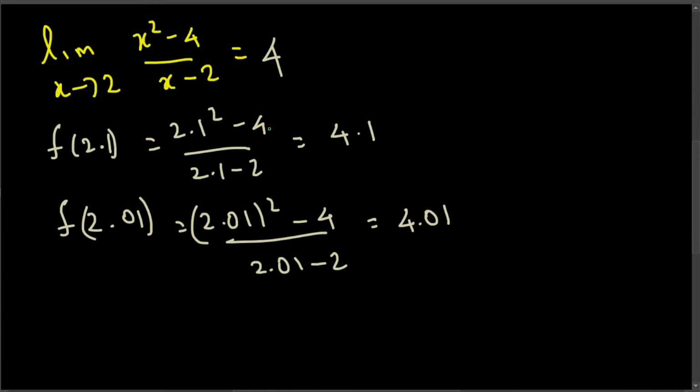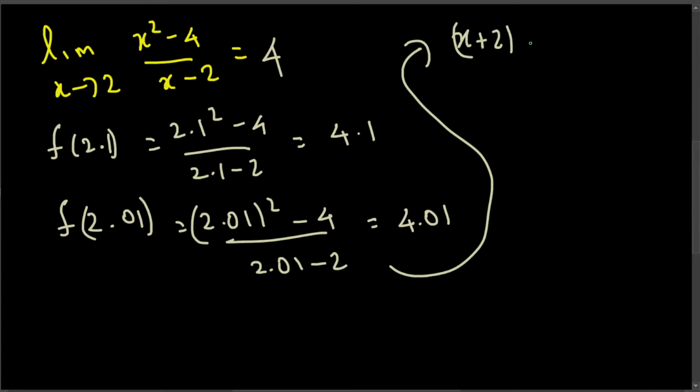But we can also do it in another way. We can actually factor this one. Here you can see we have a difference of squares. So we can express this as x plus 2 times x minus 2. How did we get there? Because when we have a square minus b square, we can express that as a plus b times a minus b. That's how we got this one.